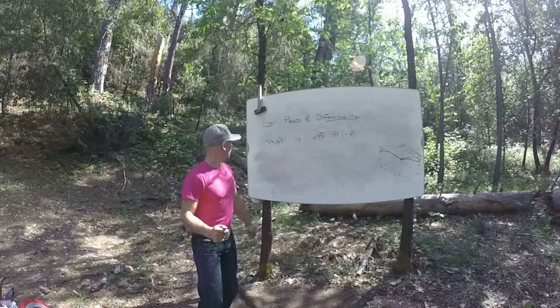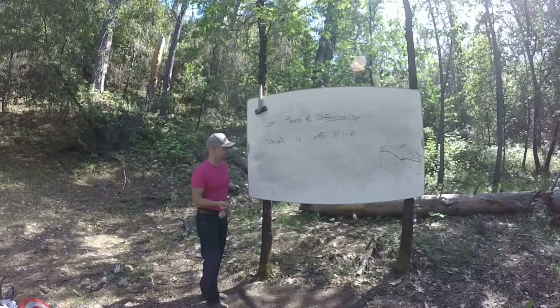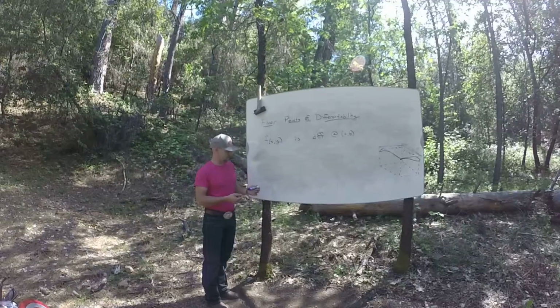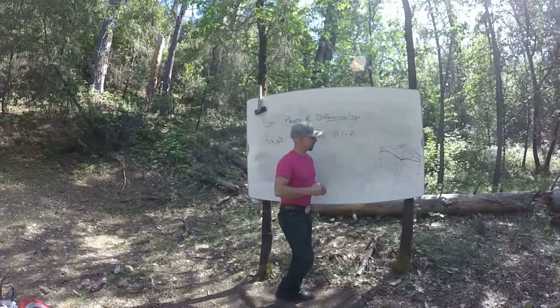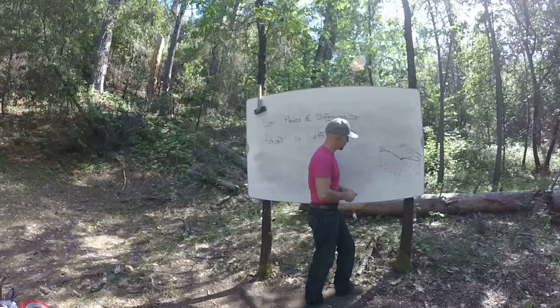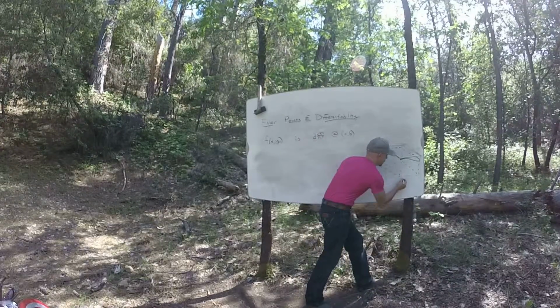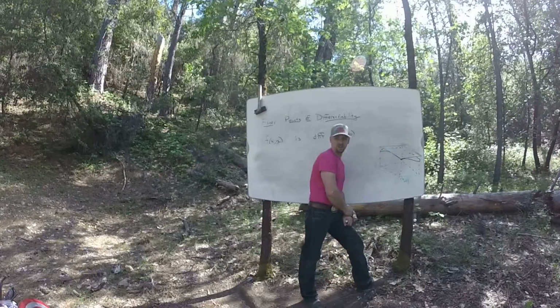So let's try this again. Let's write down what we mean by differentiability. So f of x and y is differentiable at (a, b). Okay, so here's my point (a, b), down here. Right, that's a domain point.